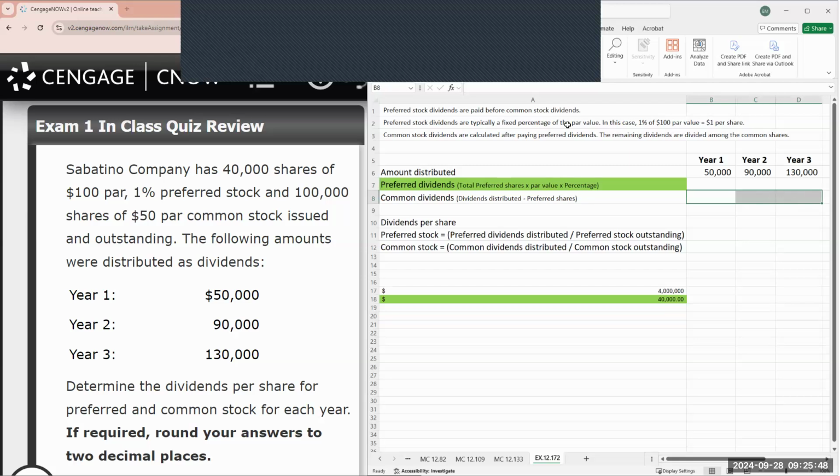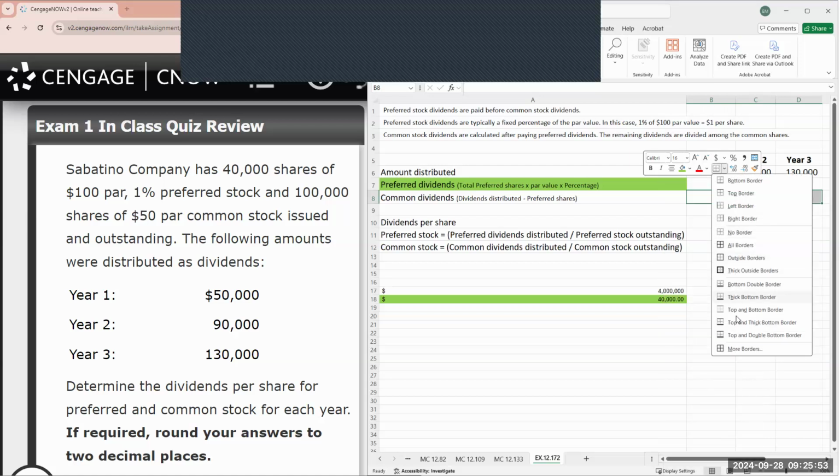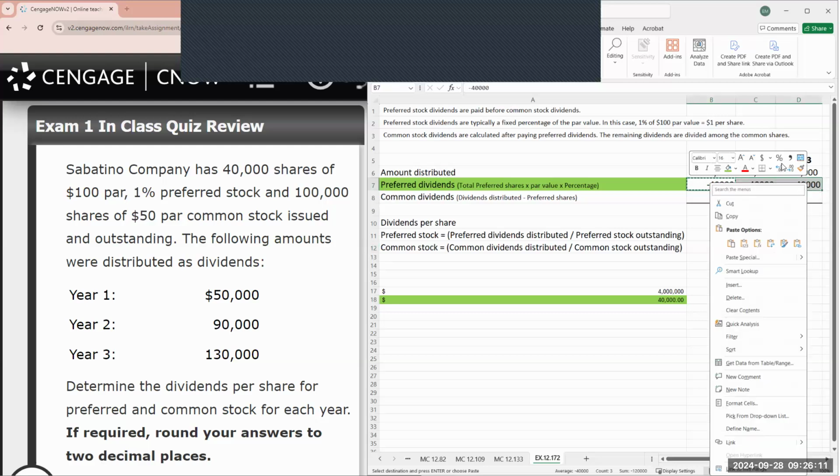So based on this information, we're promising each year to pay 40,000 to our preferred shareholders. And again, if there's a year where there is not enough, it will be carried forward and they would have to pay it in the following year.